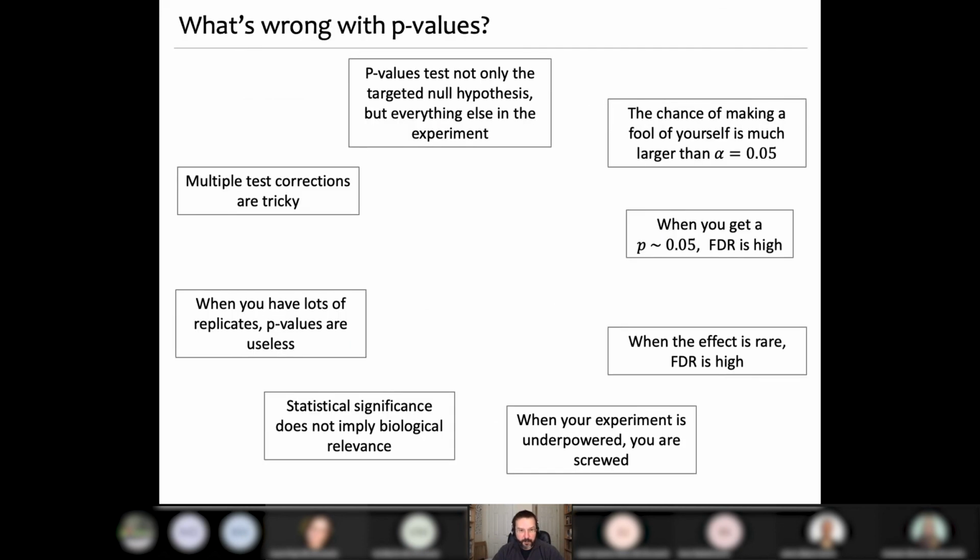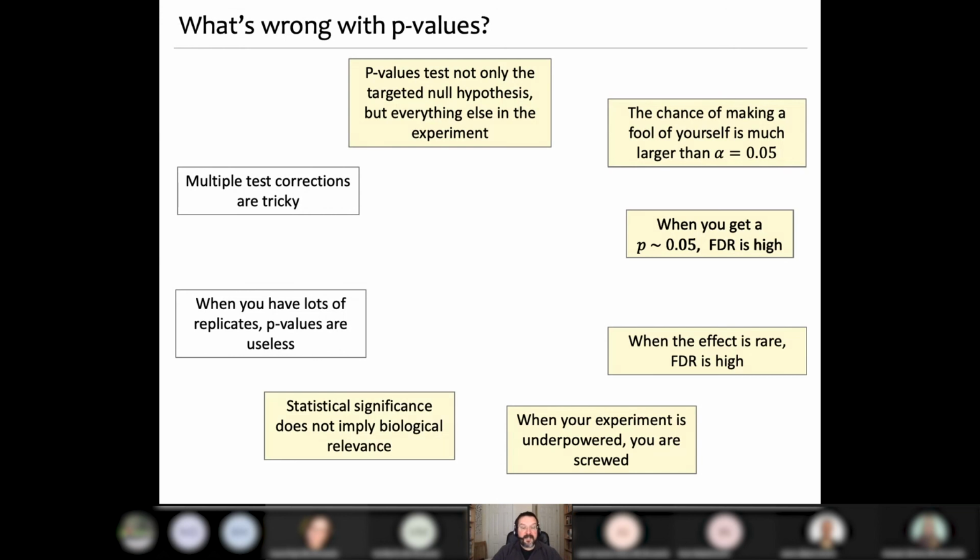Let us summarize this. What is wrong with p-values? Well, p-values test not only the targeted null hypothesis, but everything else in the experiment. The chance of making a fool of yourself is much larger than alpha of 5%. When you get a p-value close to 5%, the false discovery rate is high. When the effect is rare, false discovery rate is high. When your experiment is underpowered, you are screwed completely.